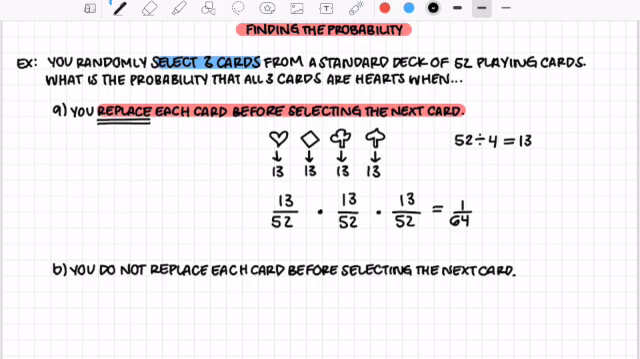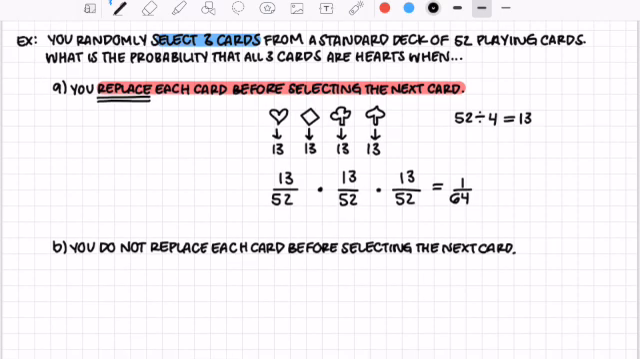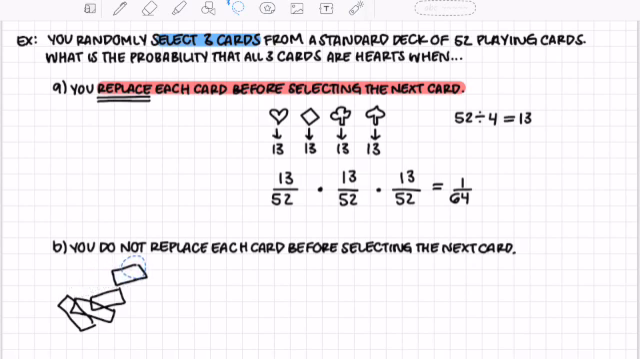Okay, so let's say that we do not replace each card before selecting the next. So that means that over here I have my card deck. All of my cards are here. And every single time that I take out a card, I don't replace the card. I just leave it on the outside. So the first time I take out a card, nothing to it. I don't replace it, I just leave it alone. And then the second time I take a card, I don't replace it, just leave it alone.